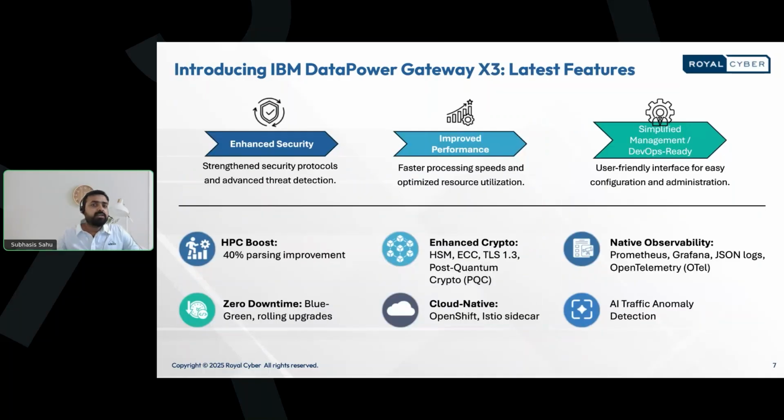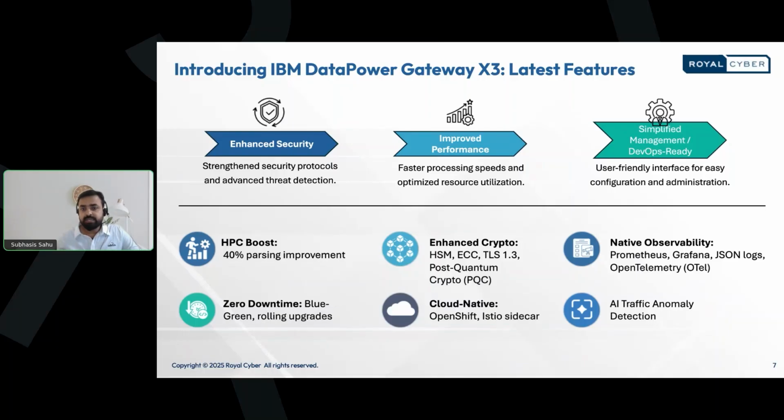Now coming to the latest offering of DataPower, that is IDG X3. X3 was launched in 2022 and it has been in use since then. So what exactly does IDG X3 provide? Talking on a very high level, which we will discuss in detail later: enhanced security, improved performance, simplified management, and DevOps readiness. HPC boost, high performance computing, is something very relevant and very much in focus right now.